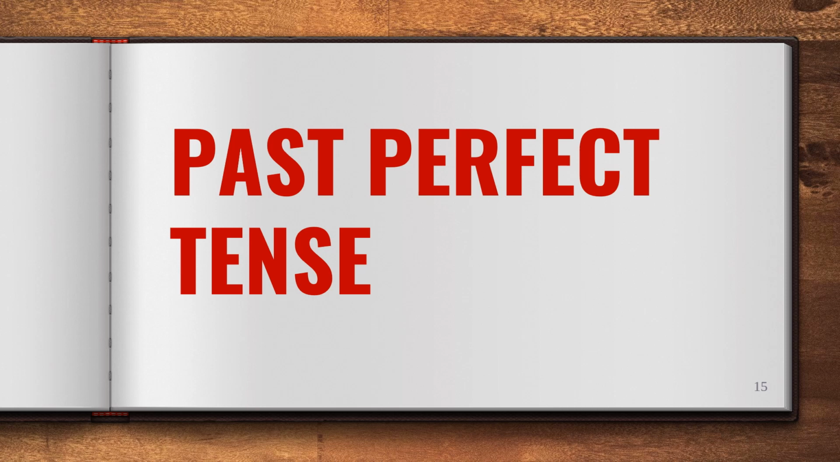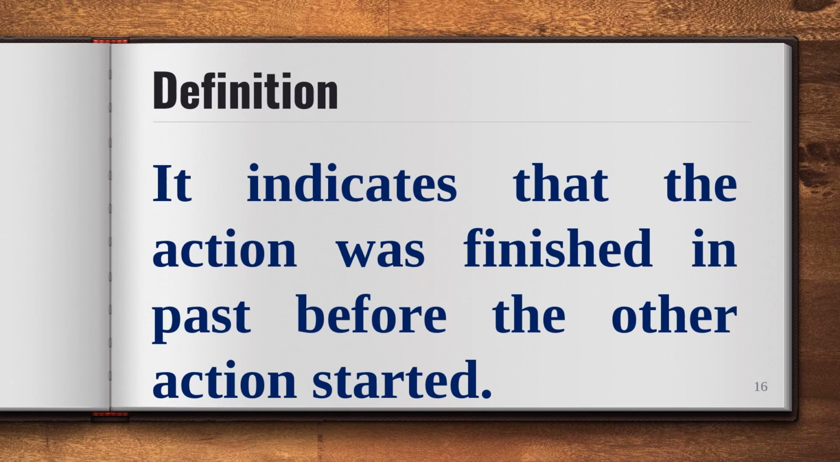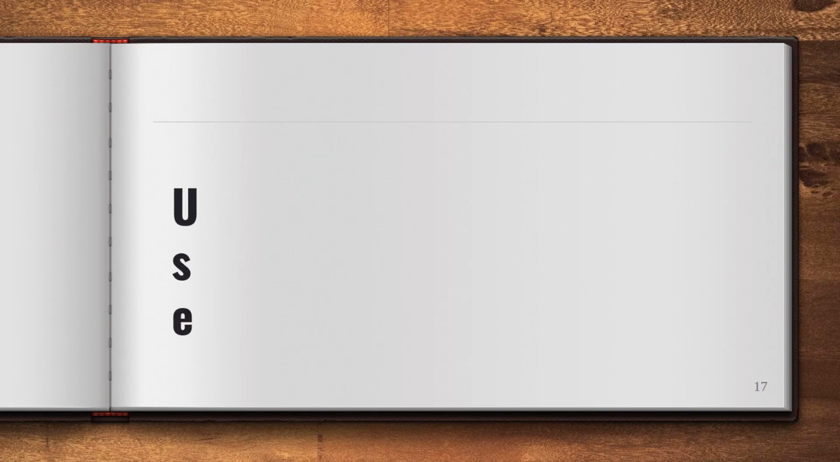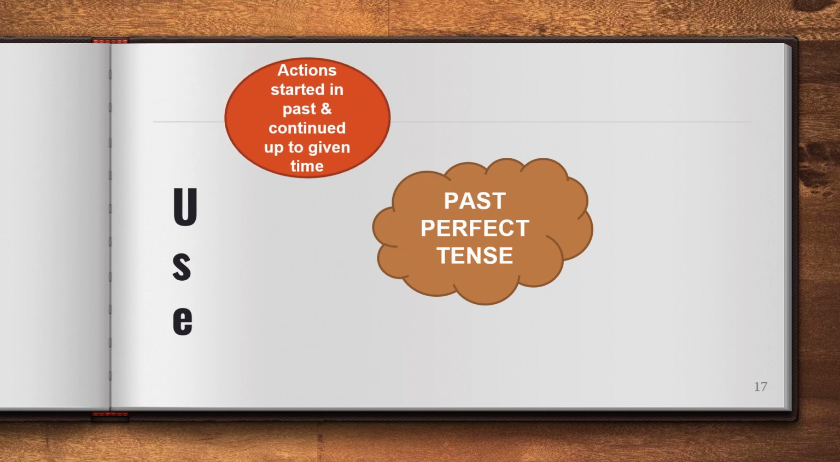Next tense is past perfect tense. What is past perfect tense? It indicates that the action was finished in the past before the other action started. When we use past perfect tense, we use it when an action started in the past and continued up to the given time.